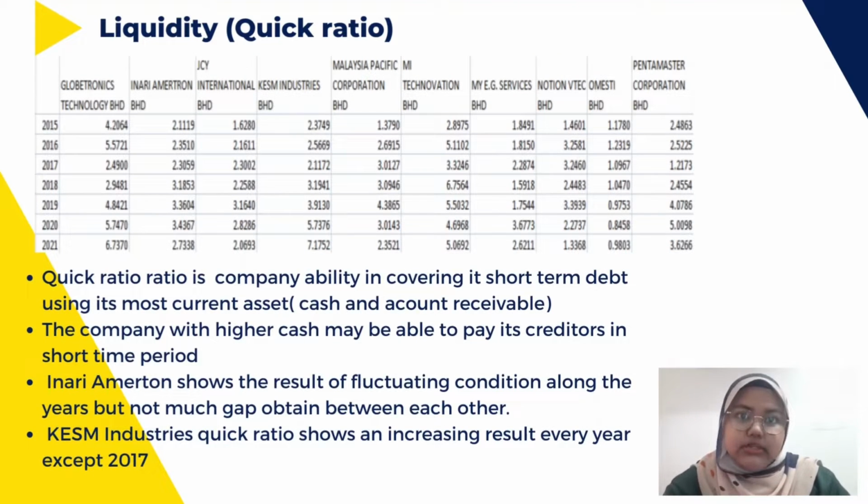We're going to do the quick ratio, which also measures liquidity. Quick ratio is a company's ability to cover its short-term debt using its most liquid assets, such as cash and account receivables. The formula for the quick ratio is current assets minus inventory, divided by current liabilities. A company with higher cash may be able to pay its creditors in a short time period. Inari and Amertron show fluctuating results along the years, but not much gap between each other. Then KESM Industries quick ratio shows an increasing result every year except in 2017.